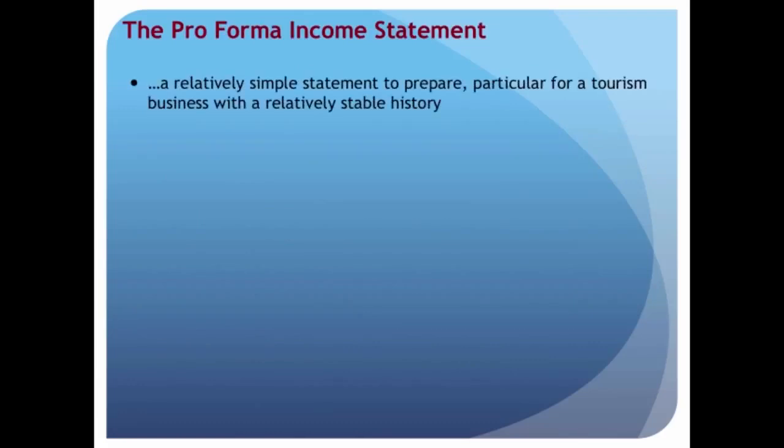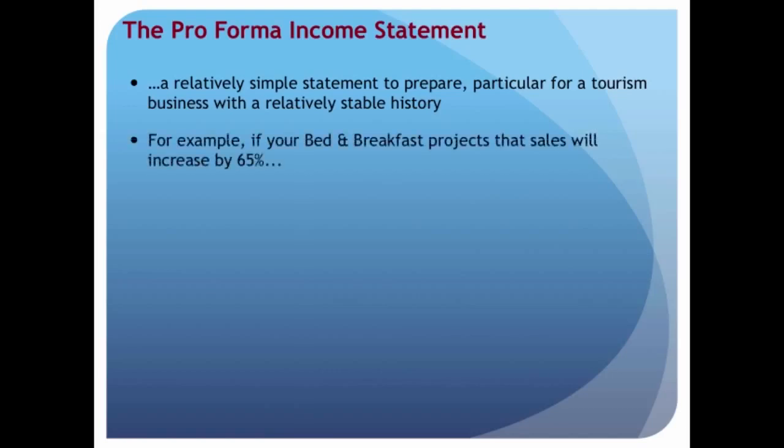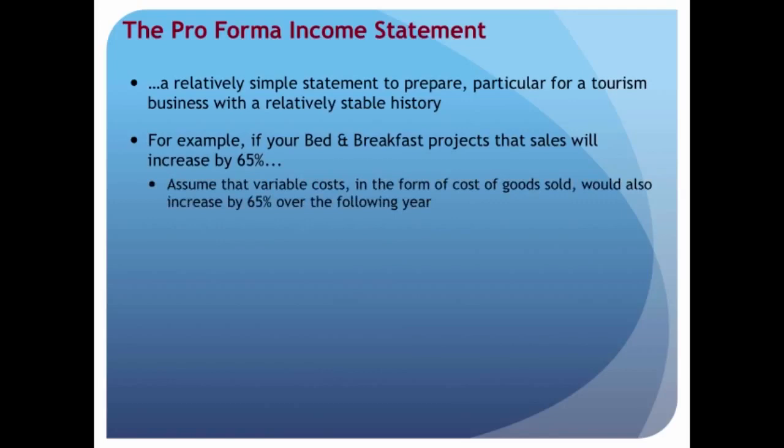The pro forma income statement can be a relatively simple statement to prepare, particularly for a tourism business with a relatively stable history to refer to. For example, if your bed and breakfast projects that sales will increase by 65% over the course of the following year, it would be a good start to assume that variable costs, in the form of costs of goods sold, would also increase by 65% over the following year. Therefore, the first part of the pro forma income statement is finished.